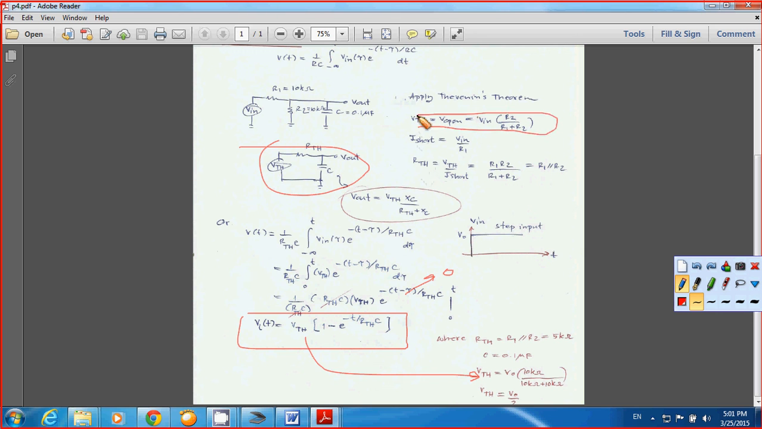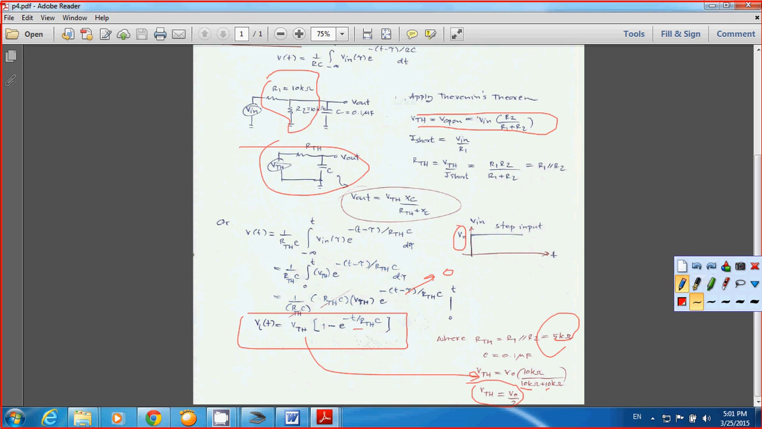Actually, V_TH becomes V open, which is equal to V in multiplied by R2 over R1 plus R2. You have RTH equal to R1 in parallel with R2, and R1 equal to R2 equal to 10k ohms, so it becomes half of 10k ohms. This gives you 5k ohms right here. And for VTH, you simply plug in R2 equal to 10k ohms over R1, which is 10k ohms, plus R2, which is 10k ohms. So you simply have VTH become half of your V0, which is your input voltage. Okay, so you probably have some idea about how to calculate the voltage across the capacitor.